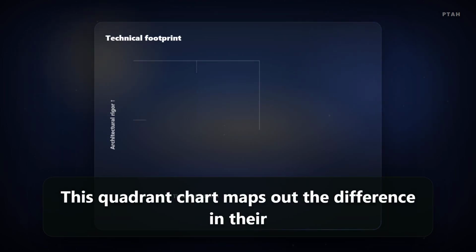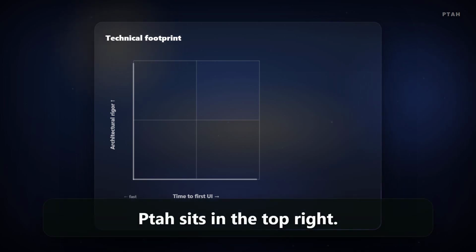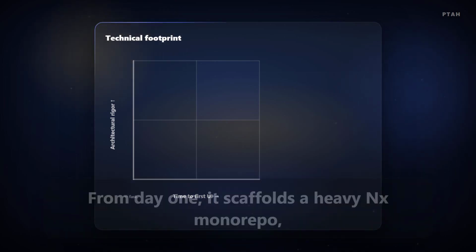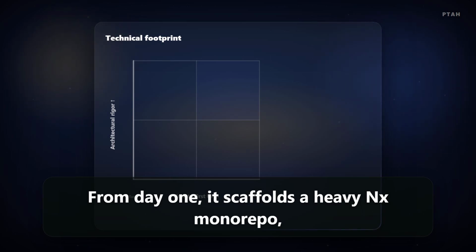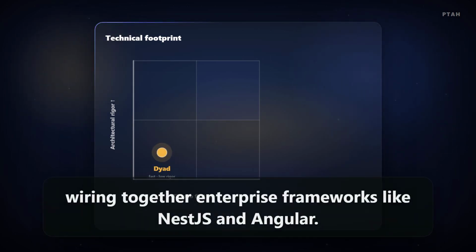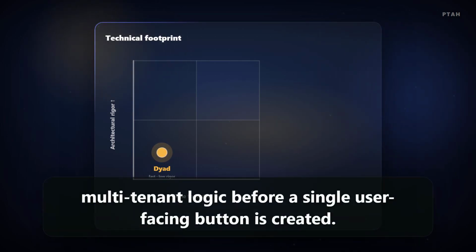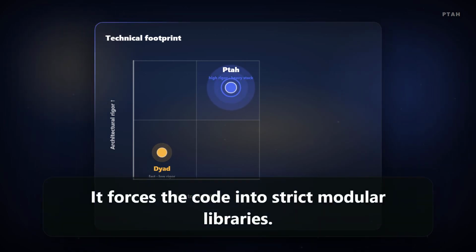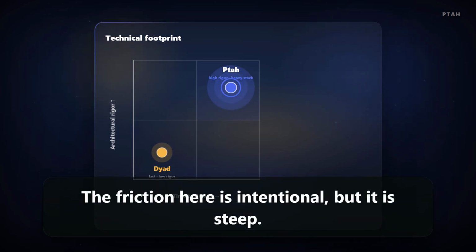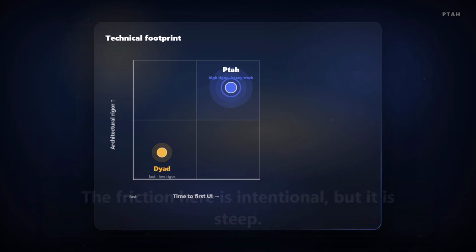This quadrant chart maps out the difference in their technical footprint. Ptah sits in the top right. From day one, it scaffolds a heavy NX monorepo, wiring together enterprise frameworks like NestJS and Angular. It builds out rigid, domain-driven design boundaries and native multi-tenant logic before a single user-facing button is created. It forces the code into strict modular libraries. The friction here is intentional, but it is steep.